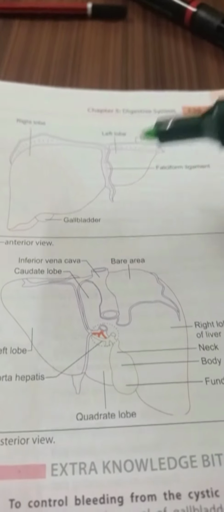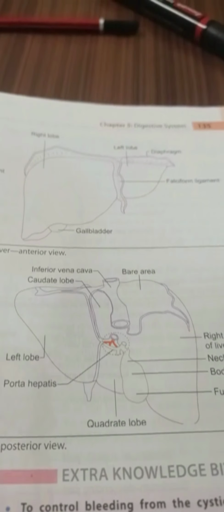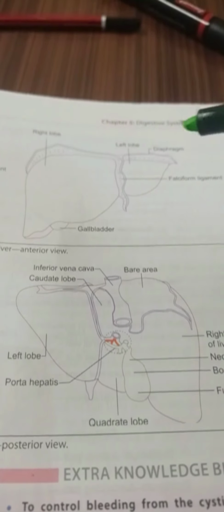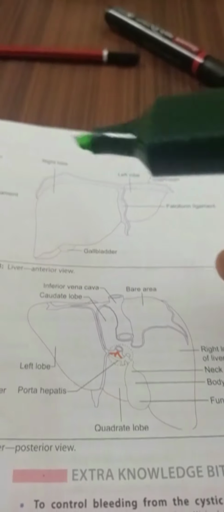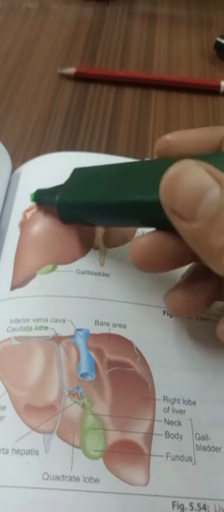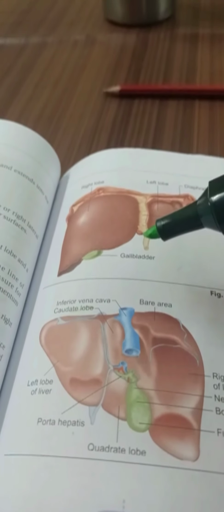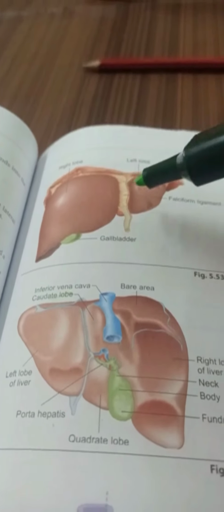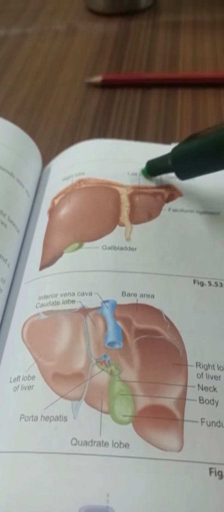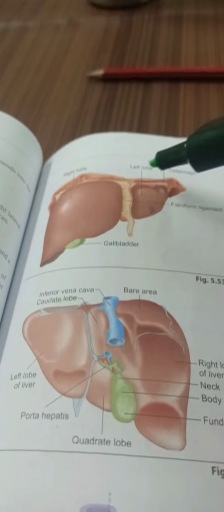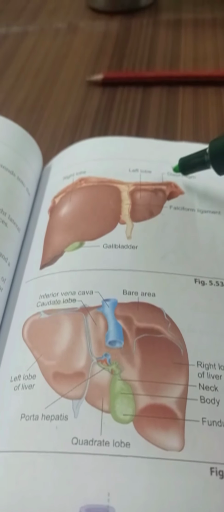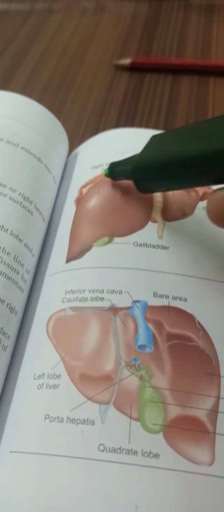Now we have the coronary ligament, the ligament that stretches between the right lobe of the liver and the diaphragm. That is the coronary ligament. Then there is the left triangular ligament, which is between the left lobe of the liver and the diaphragm. So here is our left triangular ligament and here is the coronary ligament.